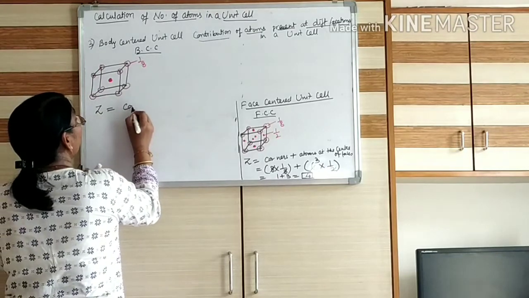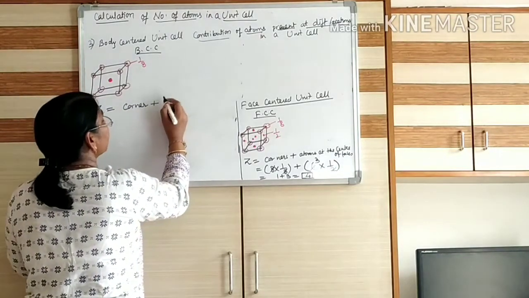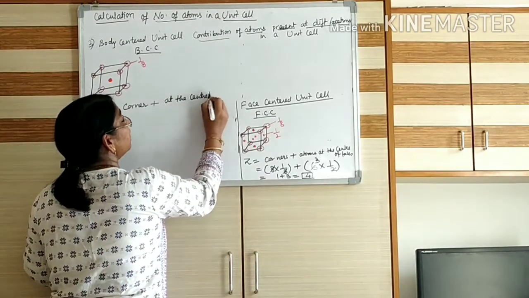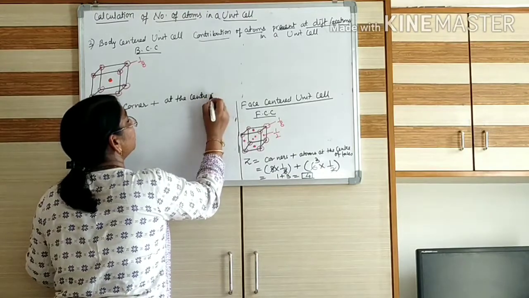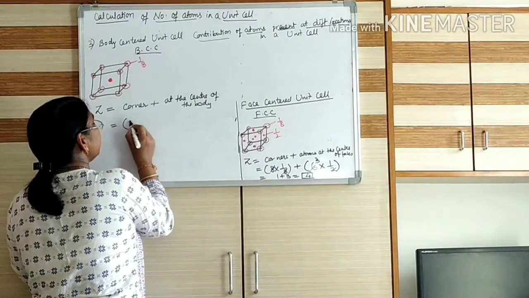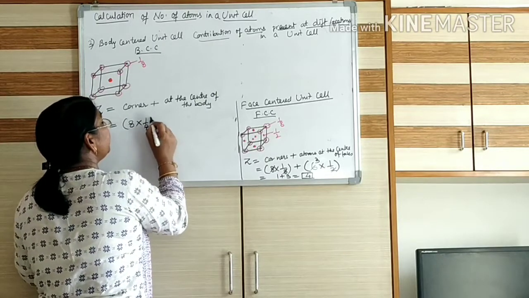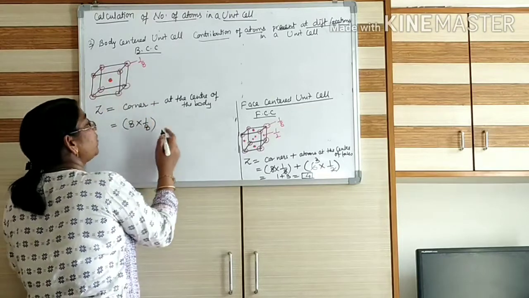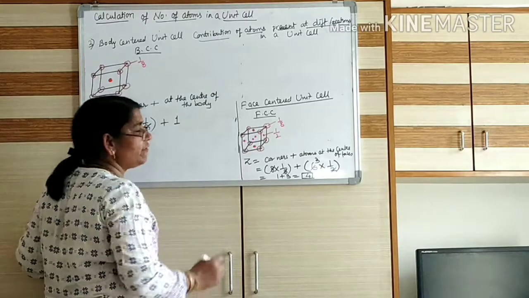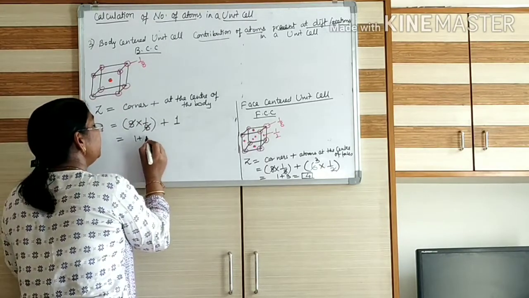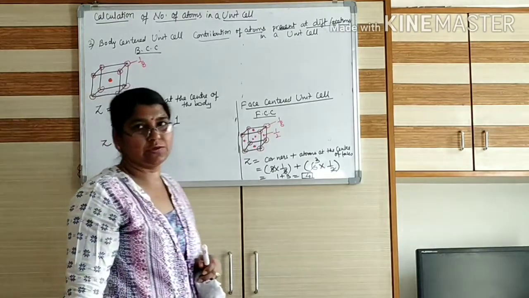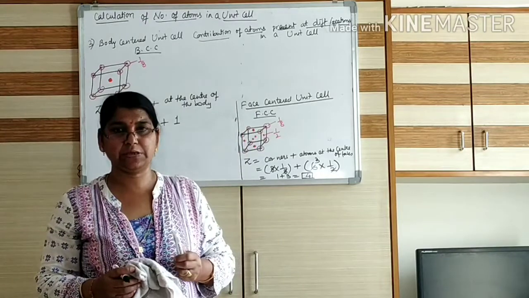So Z effective will be the atoms present at the corners plus the one at the center of the body. So 8 corners, each atom contributing 1/8. And here at the center 1, which is not shared with anyone. So it is 1 plus 1, Z effective is equal to 2. So this was the calculation of the number of atoms per unit cell.